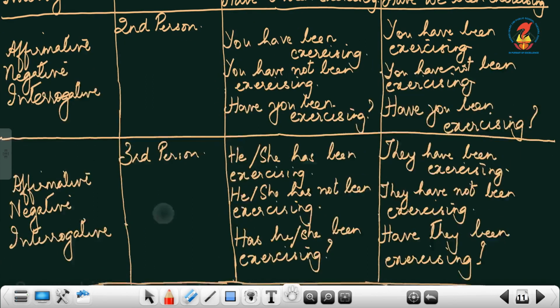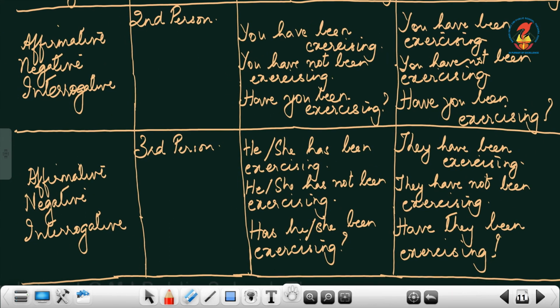Now, how will you express it in the third person singular? Third person singular is what? He, she, it. So, he, she has been exercising, because you are in the singular form, your verb is also in the singular. How will you express it in the plural? They. They have been exercising, because your subject is in the plural, your verb also has taken the plural form.